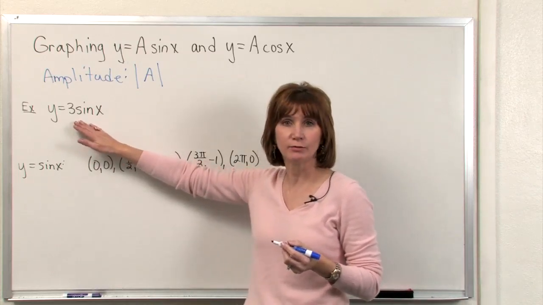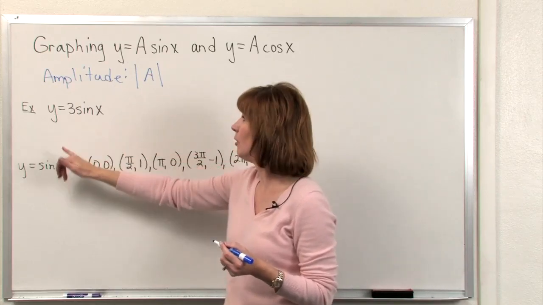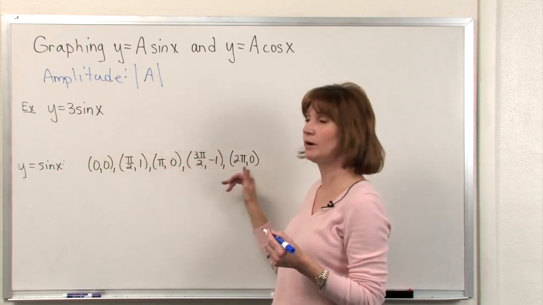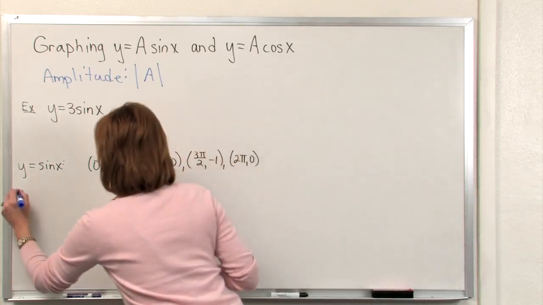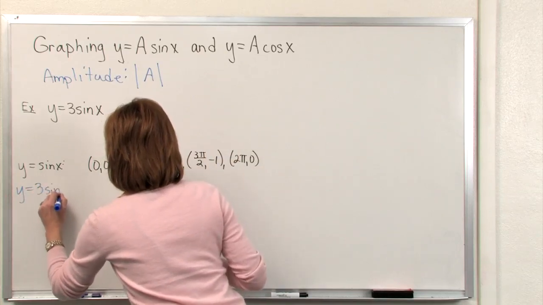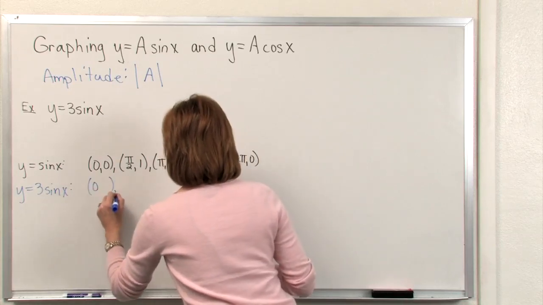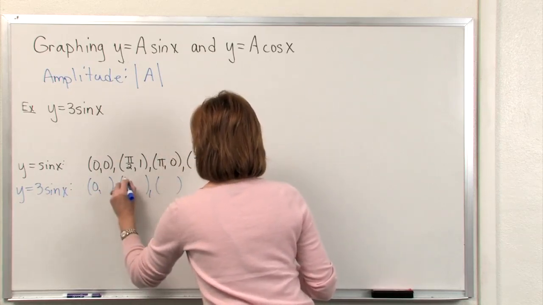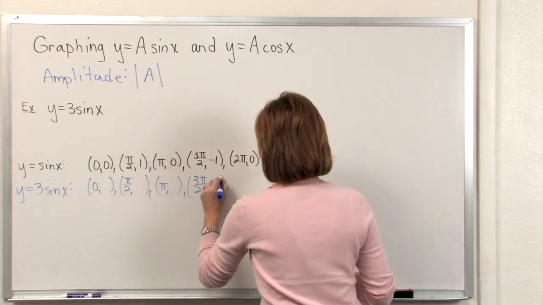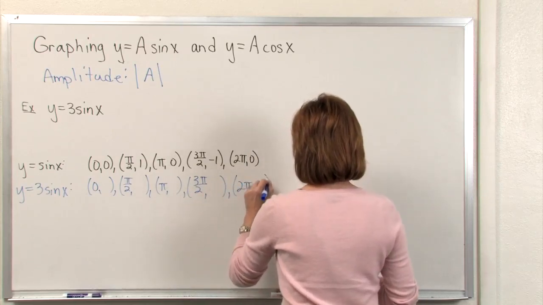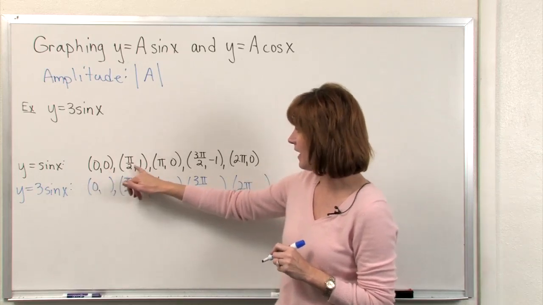So I have this function y equal 3 sine x. What's going to happen is this 3 is going to be multiplied by all these y coordinates of the quarter points. So you can see that I've got all those quarter points of sine x listed. Now let's figure out what the quarter points will be for 3 sine x. Well, it doesn't change the x coordinates, so they're still going to be 0, pi over 2, pi, 3 pi over 2, and 2 pi. To get the y coordinates for 3 sine x, we're going to multiply these values by 3.